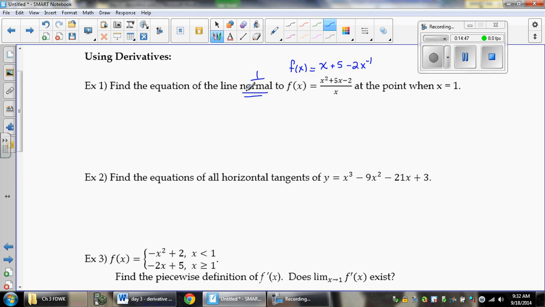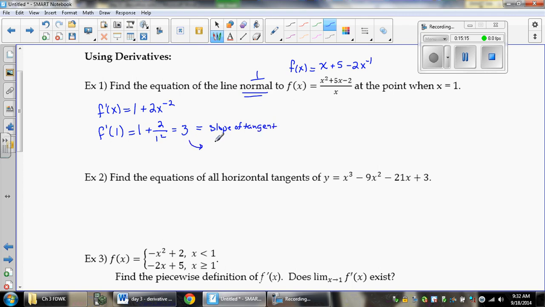So if I want the equation of the line, I got to use the derivative. So f prime of x is going to be 1 plus 2x to the negative 2. I want the derivative at 1, so I want f prime of 1, which is going to be 1 plus 2 over 1 squared, which is 3. This is the slope of the tangent line.